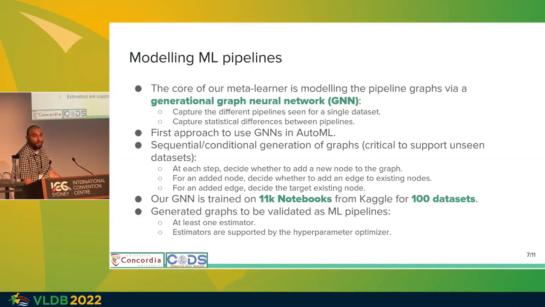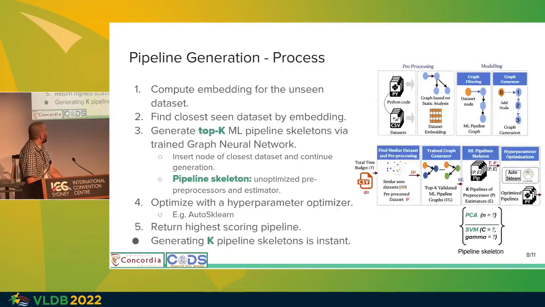It's interesting to note here that the generated graphs are not guaranteed to be valid ML pipelines. That is, we apply a validation step for the generated graphs. A graph is a valid ML pipeline if it has at least one estimator, like SVM, for example, a learning algorithm, and that estimator is supported by the hyperparameter optimizer that we are using. For example, in Kaggle, you see lots of techniques, but these techniques are not necessarily supported by the hyperparameter optimizer. All right, now this is the meta learning component.